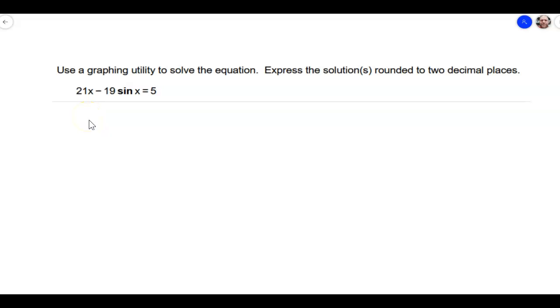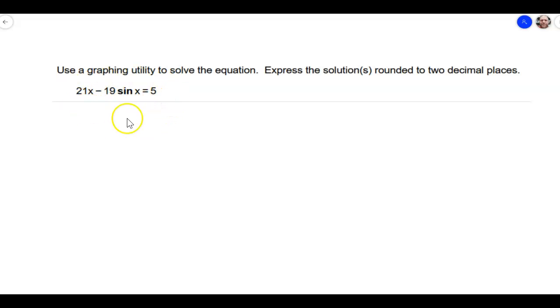So normally solving this would be extremely difficult because solving for x would be hard. If we tried to do that, we'd probably have to get sine of x by itself on one side and then do the inverse sine. It would be a mess trying to solve that, and we'd only be able to do that in the domain of the inverse sine as well.